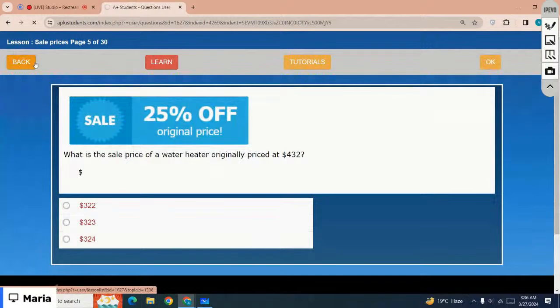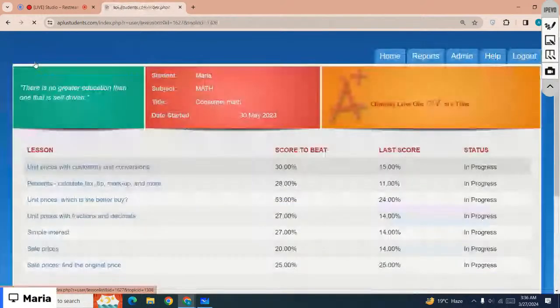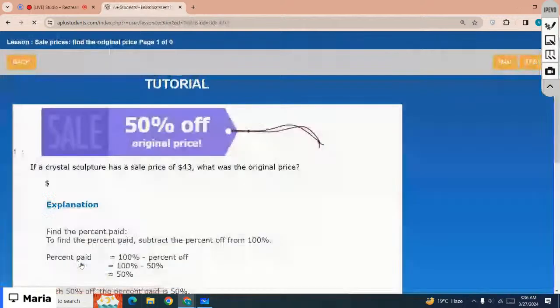The next lesson is the last one, that is sale prices, find the original price. Basically you are given the sale price. Now you have to calculate the original price, right? For example, if a crystal sculpture has a sale price of $43, what was the original price? You are given the sale price, you have to calculate the original price, right?